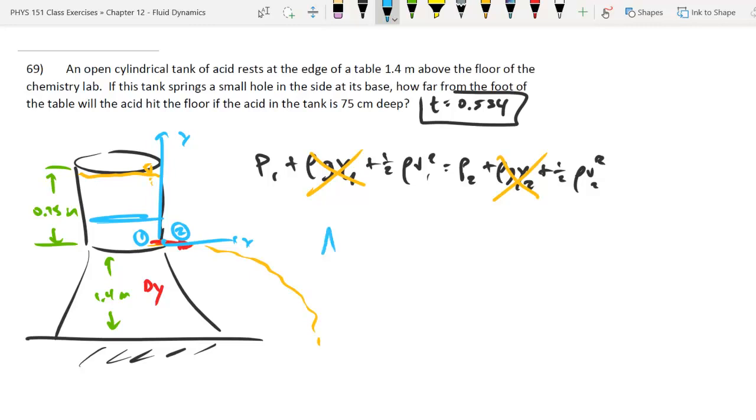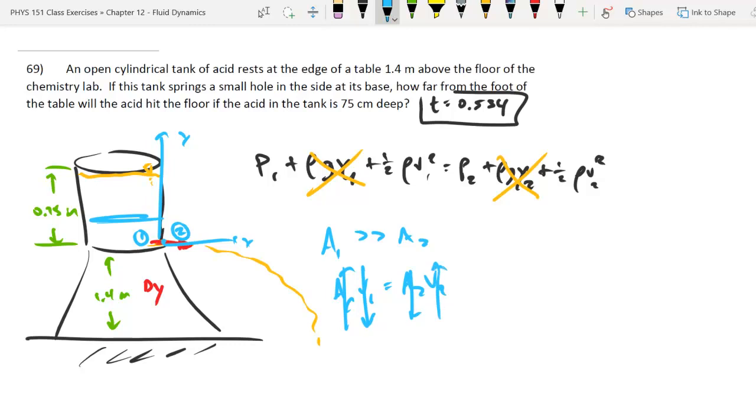So if area 1 is much, much bigger than area 2, then by the continuity equation, since area times velocity is a constant, area 1 times velocity 1 is equal to area 2 times velocity 2. If area 1 is really, really big compared to area 2, then velocity 1 is really, really small compared to velocity 2, right?